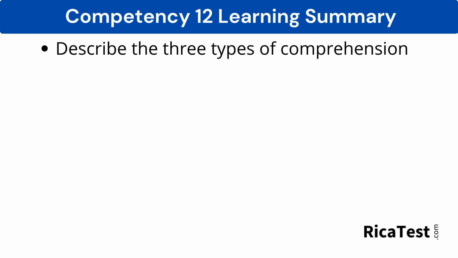Remember that there are 3 types of comprehension. The first is literal comprehension, which is the ability of a reader to understand the surface meaning of a text. Second, we have inferential comprehension, which is the understanding that something was implied through the text. And third, we have evaluative comprehension, which is the understanding of the story through making a judgment from the text that was read.